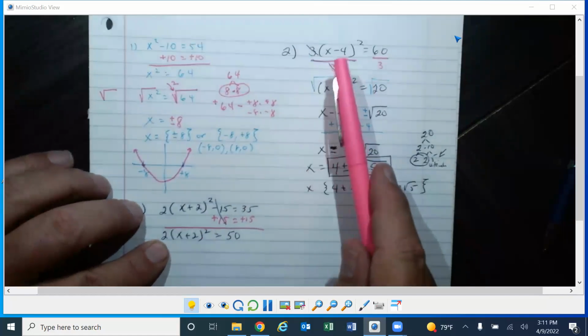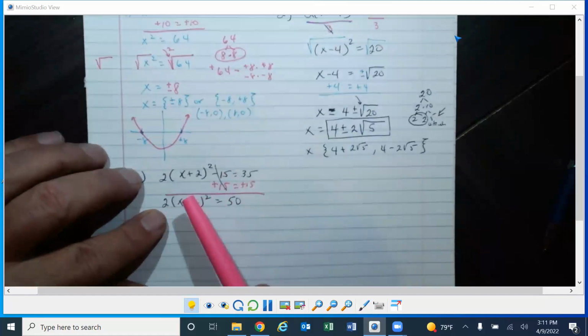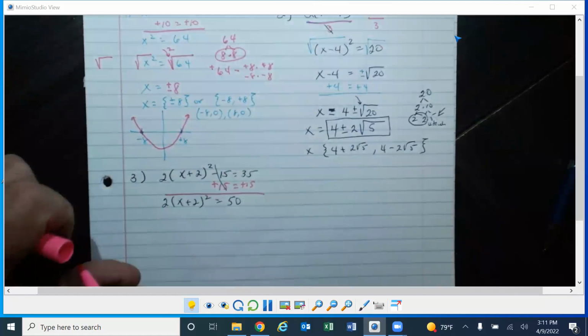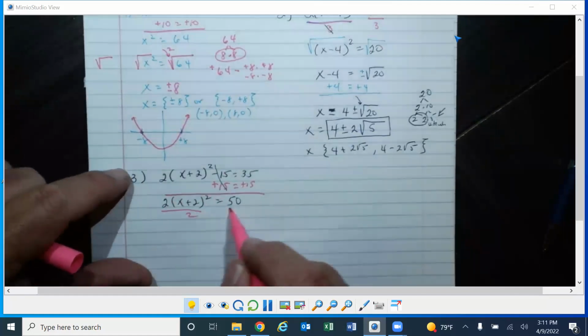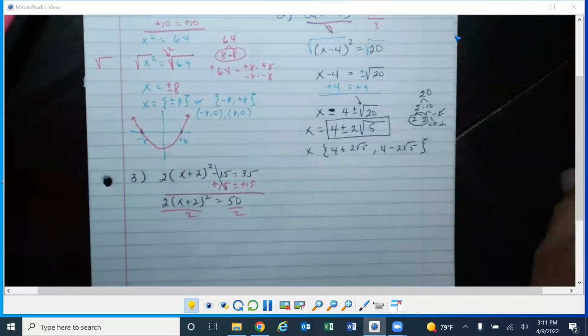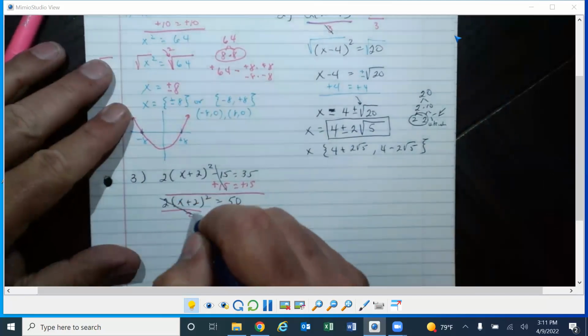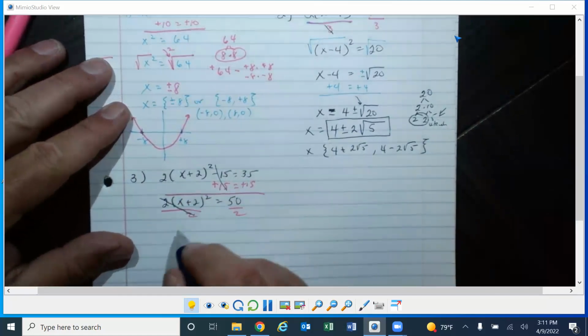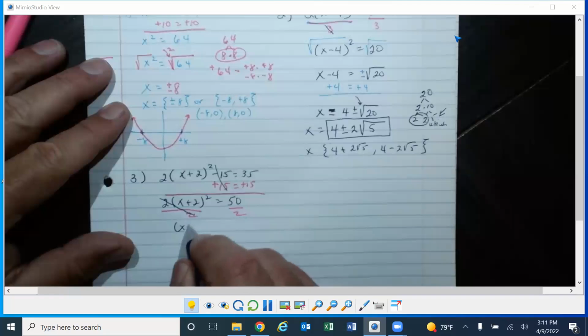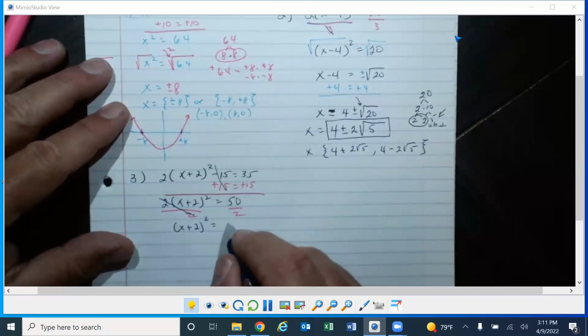See the number next to the parentheses? We have the number next to the parentheses, and the parentheses has a square on it. So we want to get rid of the number. Since it's being multiplied, we're going to divide both sides by 2. The 2 divided by 2 is 1, and 1 goes into that, so it's still the same number. So it's x plus 2 squared, and 2 goes into 50 how many times? 25.